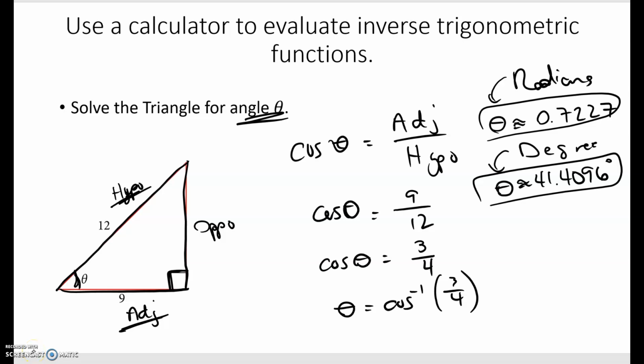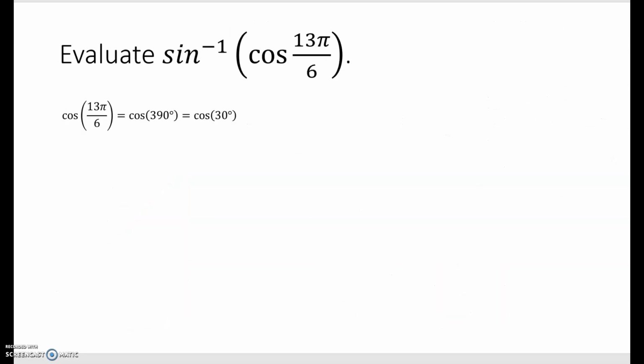This is part 2 of section 8.3. We were looking for this angle right here, and the last part we got to radians. If you plug this into your calculator and you're in degree mode, you will get roughly 41.4096.